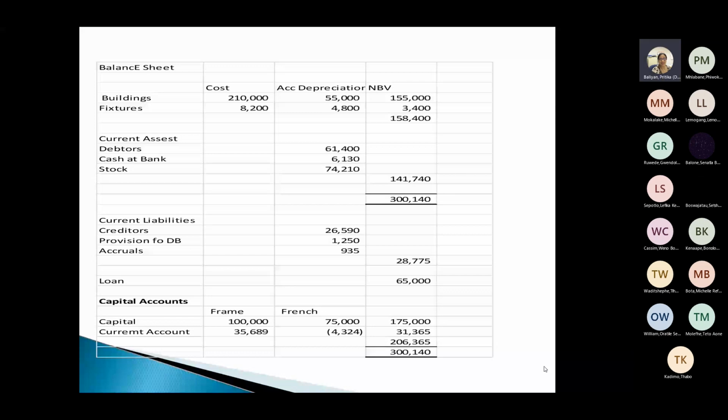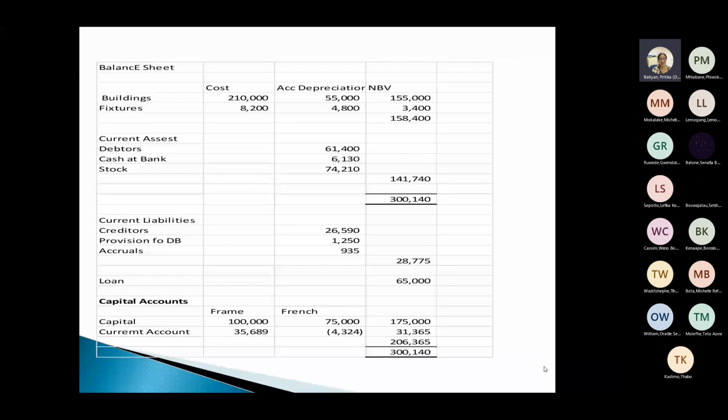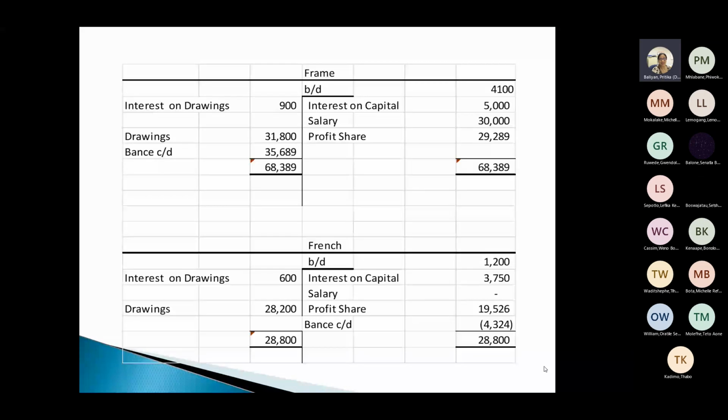How do we get the portion of the current account? By making their individual accounts, showing the current account balance from the previous year, which is 4,100. Then they get interest on the capital. They also receive salary and their proportion of the profit.